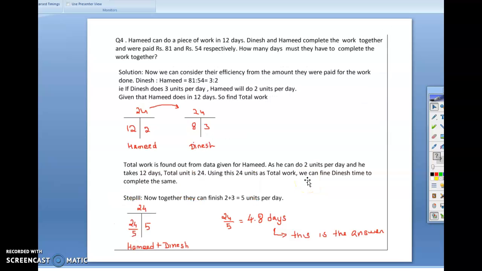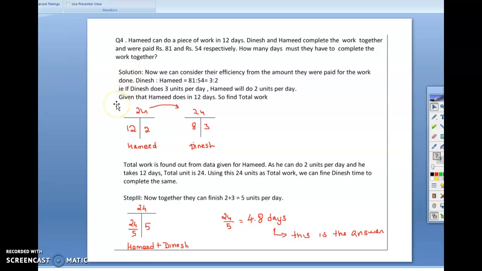Now come to the next question, question number 4, which is again slightly different from the previous problem. Let's see this. Hamid can do a piece of work in 12 days. Dinesh and Hamid complete the work together and were paid rupees 81 and 54 respectively. How many days must Dinesh have taken to complete the work alone?